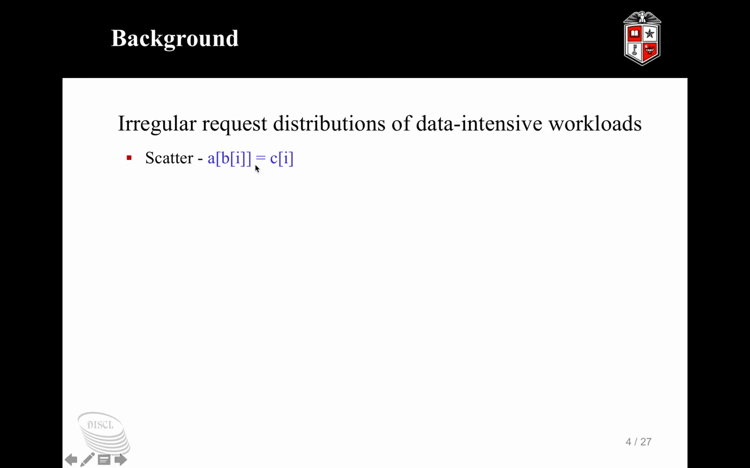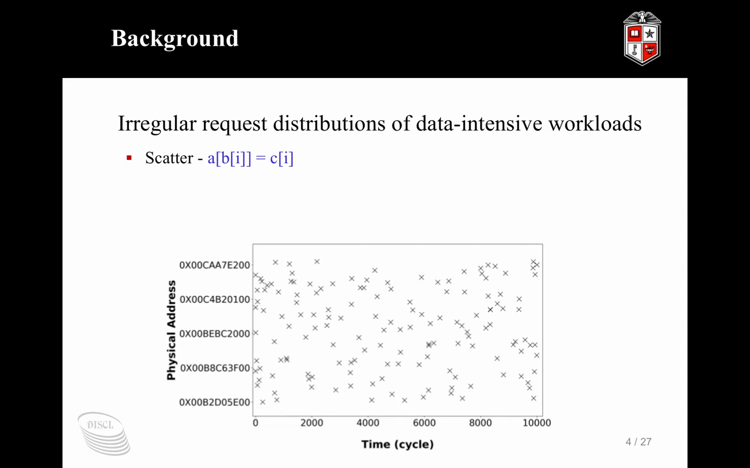For instance, the scatter operation, as we can see here, is using the array A with the index bi equal to ci. Notably, the value of the index bi here is random. As a result, if we plot the corresponding request distributions in the main memory, we will be able to see something like this. All the crosses here represent a physical memory request. We recorded 10,000 cycles of the time frame. On the y-axis is the physical address of the corresponding memory request, and the x-axis is the corresponding time.